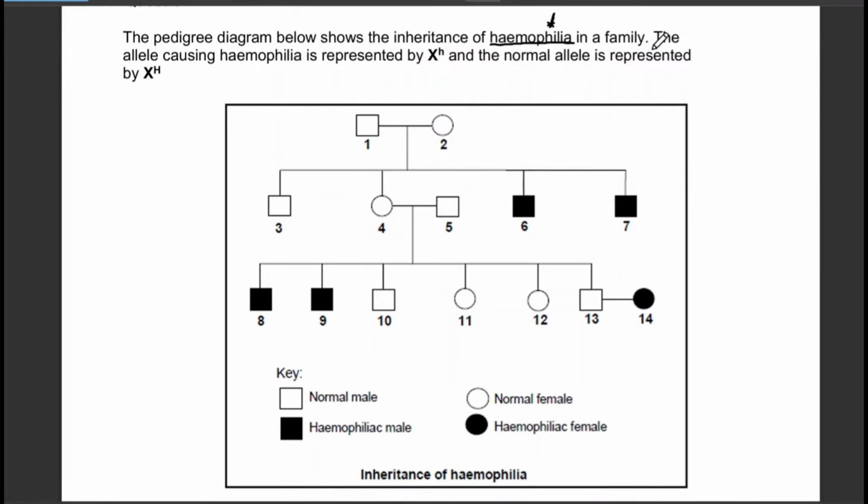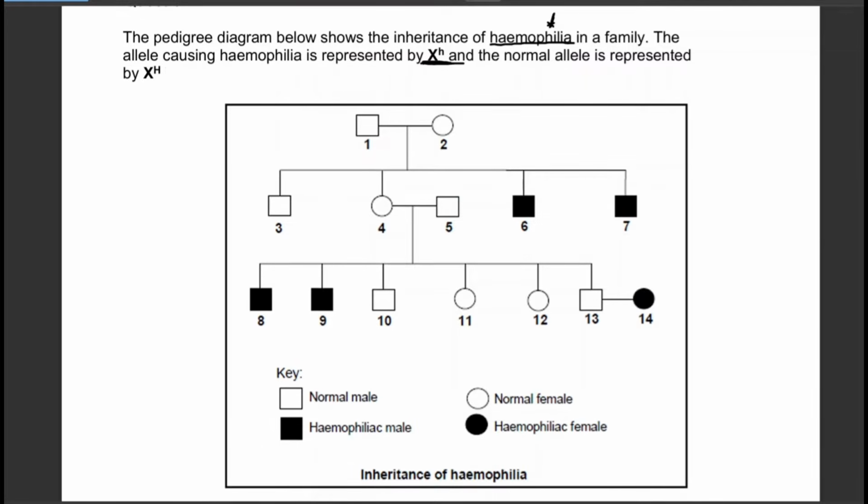This particular disorder is caused by a recessive allele. So they do tell you, right? So the allele causing hemophilia is represented by this allele. So they're giving it to you. If it's represented by this allele, it means it's carried on the X chromosome, and it is controlled by a recessive allele, hence the small letter h. And the normal allele is, obviously, also carried on the X chromosome, but the normal allele in this case is dominant, hence the capital letter H. Now, this information is very important because if you understand that information, you should be able to answer everything in this question.